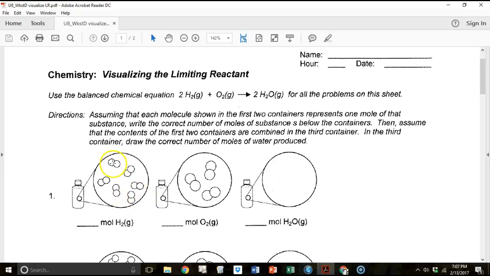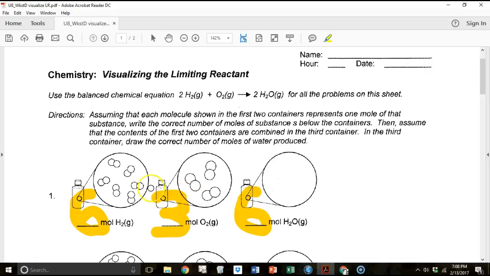So this is H2, and there's 1, 2, 3, 4, 5, 6. So there are 6 molecules of H2 here, and I'm going to write that down: 6 moles of H2. Obviously, you will write it smaller and more neatly, but this is all I have available right now. For oxygen, 1, 2, 3, so that is 3 moles of O2. They combine in a 2-to-1 ratio, so I have exactly enough to make 6 moles of water.